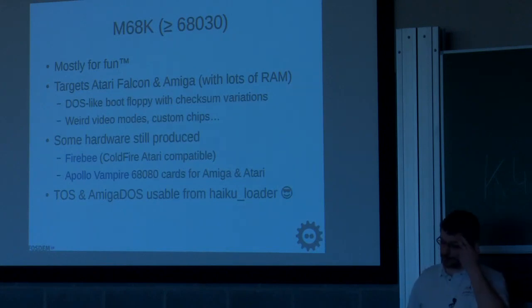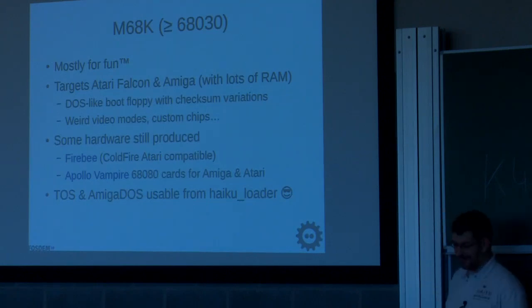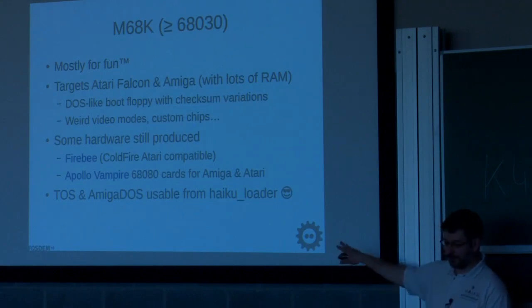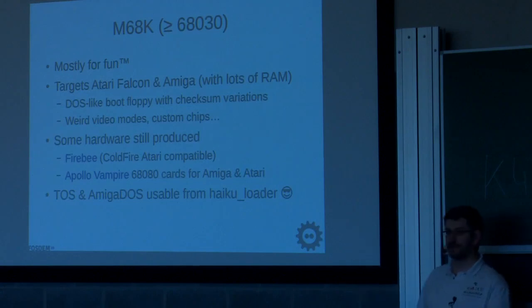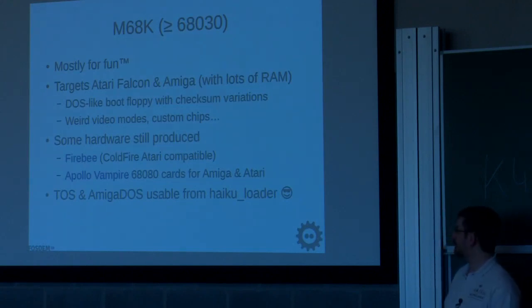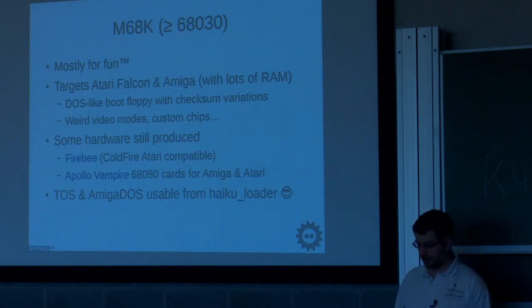M68K is nice. You saw the x86K also earlier in the previous talk. If anyone has the next box to donate, yeah. There are still people making hardware which are compatible with those things. Basically, the Firebee, yeah, it's a Coldfire stuff, and Vampire, it's a FPGA emulation. They both have MMUs, but a bit different, like the BookE CPU, so it's just a TLB and you fill it manually.